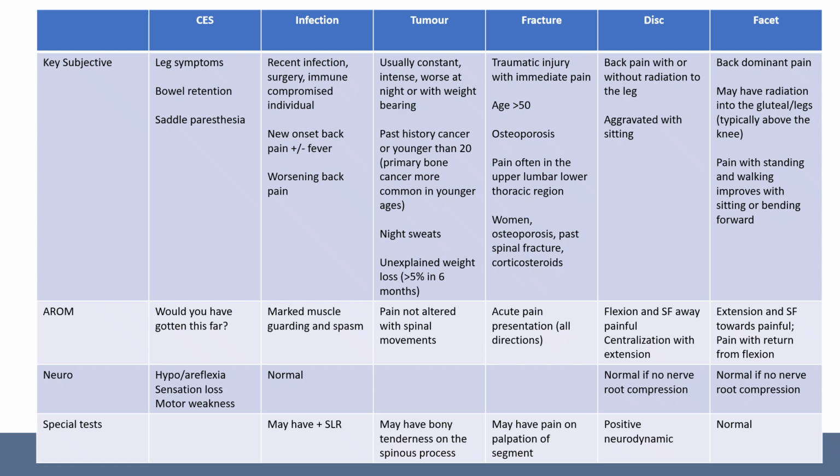Fractures tend to be traumatic in onset, accompanied with osteoporosis, and the pain is often in the upper lumbar, lower thoracic region. Typically with women, that's going to become related to osteoporosis, past spinal fractures, or corticosteroids. In the absence of those, we're thinking more of the findings associated with potentially discogenic or flexion aggravated type of pain versus facets, which are more of the extension types of pain patterns.